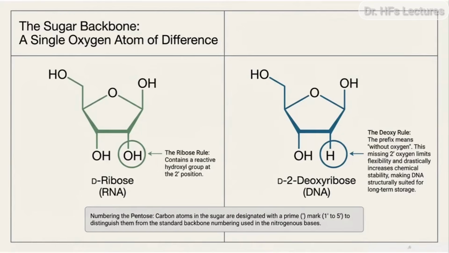And the presence or absence of this oxygen at carbon 2 of the ribose is very important, because the absence of this oxygen limits the flexibility of DNA. This drastically increases the chemical stability of the DNA, which makes DNA more suited for long-term storage, because it prevents it from having different types of reactions.